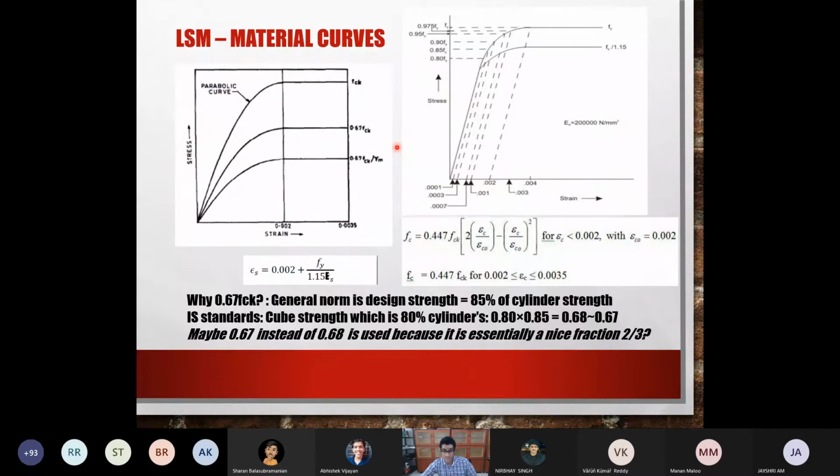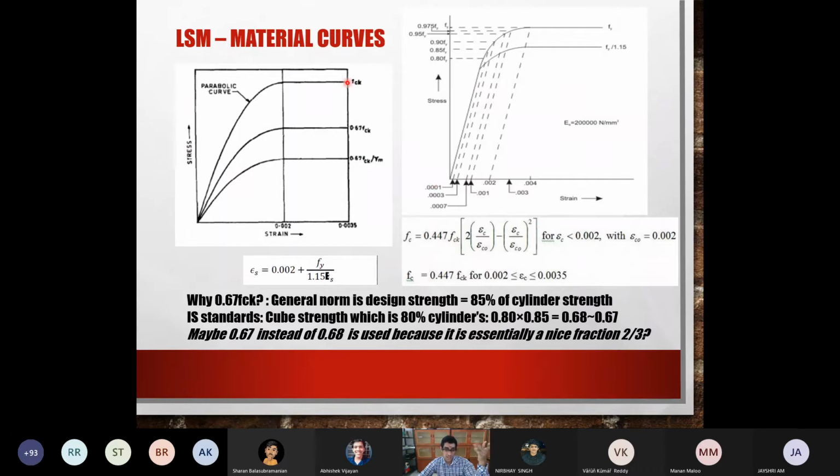So 0.67 divided by 1.5. That is the actual design strength of concrete that you will use. So 0.67 divided by 1.5 will come to 0.447. In our code book they say 0.446, but okay, it's just the third significant digit that is varying, that's okay. So this is how it comes from fck.